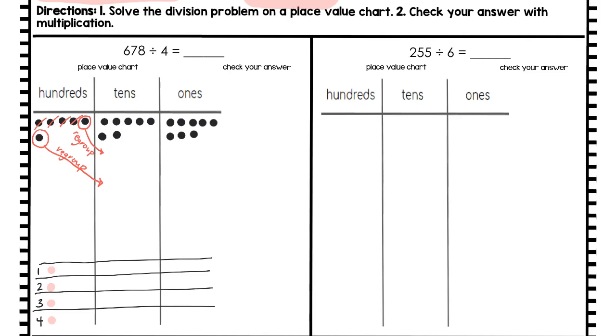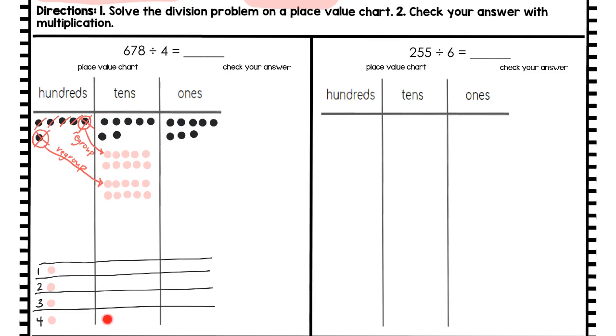So I'm going to regroup each of these hundreds into 10 tens. 10, 20, 30, 40, 50, 60, 70, 80, 90, 100. There's 1 hundred. And another 100. We've used that, so we're going to cross it out. Now I have 10, 20, 25, 26, 27 tens.